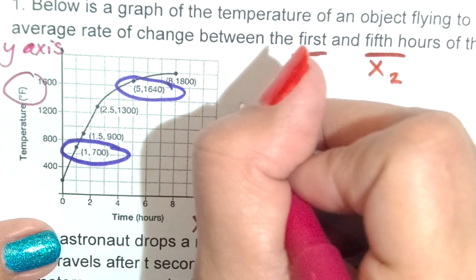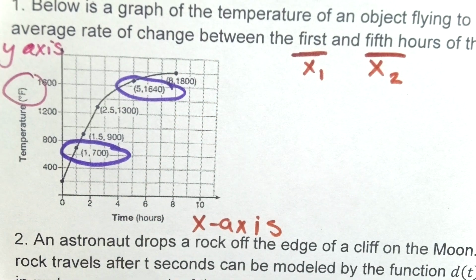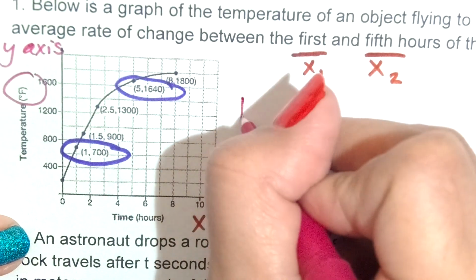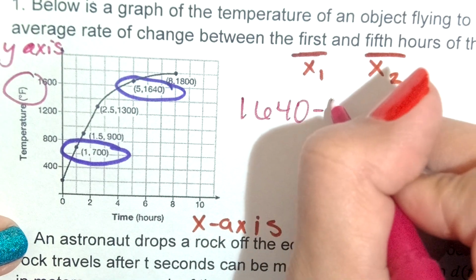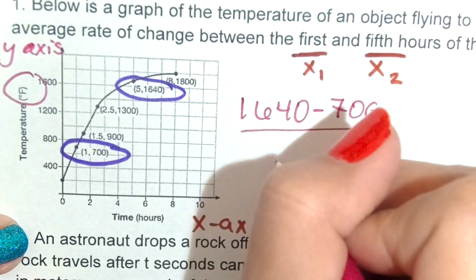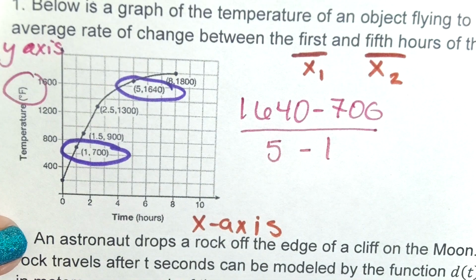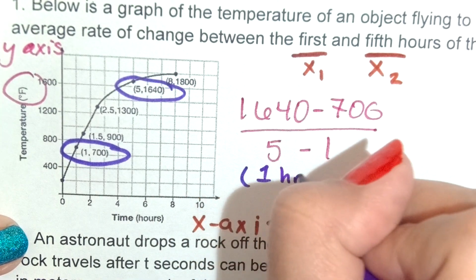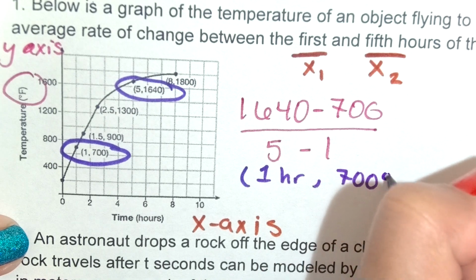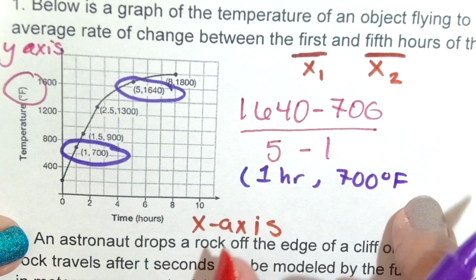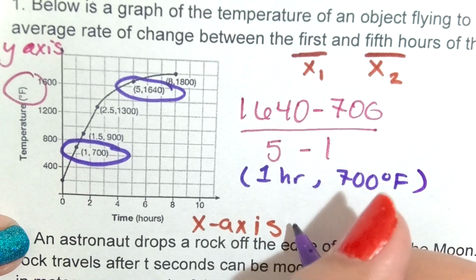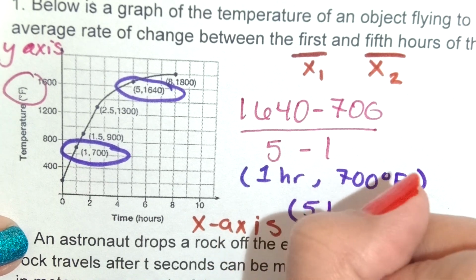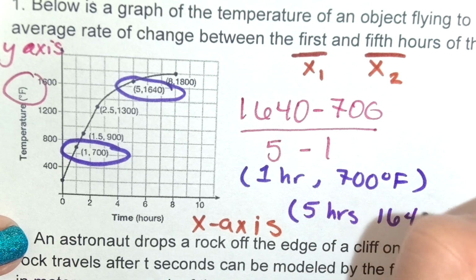What am I going to use to find the rate of change? Slope formula. So it's going to be 1,640 minus 700 divided by 5 minus 1. Let me write these in. So we have 1 hour, 700 degrees Fahrenheit. Make sure you're writing this down so you know the units. Divided by 5 hours, 1,640 degrees Fahrenheit.